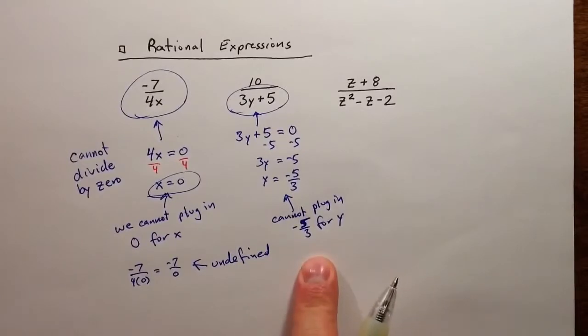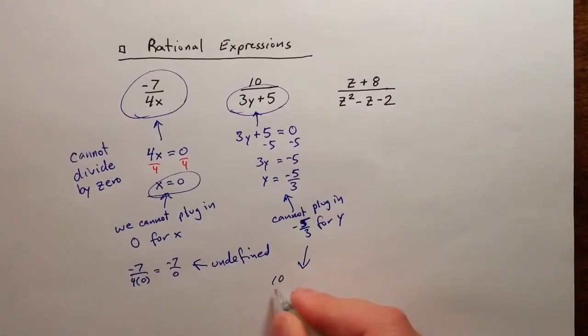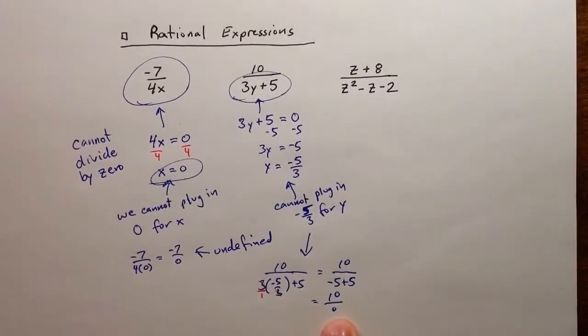Right? I can't plug in -5 over 3 for y, because if I did, I would get the expression 10 over 3 times -5 thirds plus 5, but the 3's then would cancel, because this is the same as 3 over 1, so the 3's would cancel, and I just have -5 plus 5 in the denominator, 10 in the numerator, and so that would be 10 divided by 0, which again doesn't make sense. I can't calculate that. I can't find a number that equals that amount. So that would also be undefined.